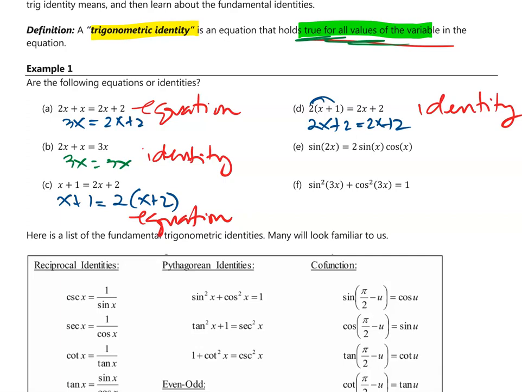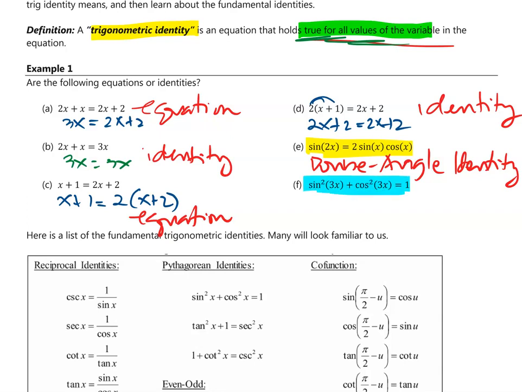E, sine of 2x is equal to 2 sine x cosine x. This is one of the identities that you will learn in this section. This is actually what you call the double angle identity. And letter F, sine squared 3x plus cosine squared 3x is equal to 1. This is also an identity. Remember, sine squared plus cosine squared is equal to 1. So yes, it is a Pythagorean identity.